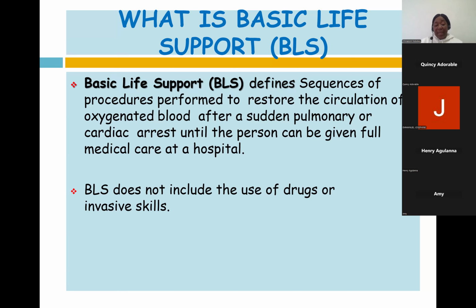When we talk about cardiac, that means we're talking about the heart. If we talk about pulmonary, that means we're talking about the lungs or the respiratory system. So if there is any sudden shutdown of either of these two systems, that means the person needs basic life support. So we're not giving the person any injections, no tablets, no invasive procedures, just some procedures or activities to help restore the circulation and the respiration of this patient.